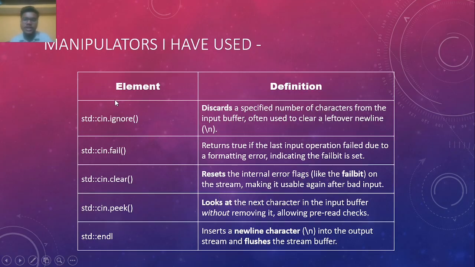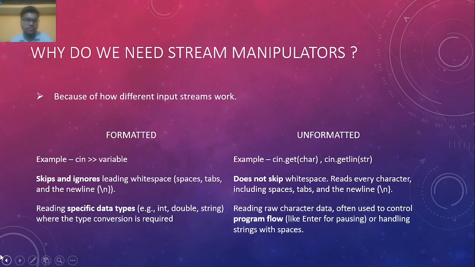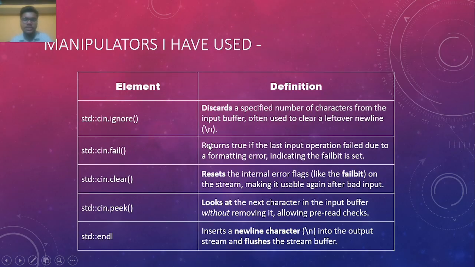So, the manipulators that I have used in this project are cin.ignore. What it does is discard a certain number of characters from the input buffer. It is often used to clear a leftover new line. Then we have cin.fail. This is a function that returns the value true or false depending on whether the last operation failed due to a formatting error. That indicates the fail bit is set.